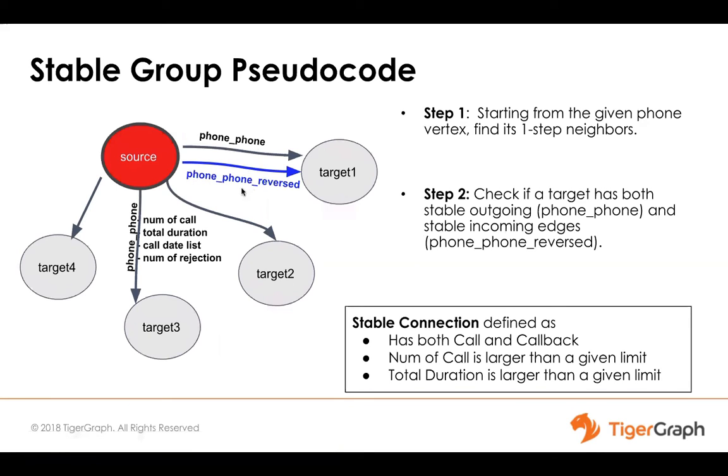Then we look at the incoming edge, that is the phone reverse edge. We have a phone reverse edge to show if the target called the source, but it still starts from the source. So we check it. If the phone reverse edge also fulfills those two conditions, then we send another count. Then we just look at the count received on each target. If it has a count of 2, that means this target has a stable connection with the source. In this way, we count how many targets have a count of 2. Then we can easily find out the stable group for this source.